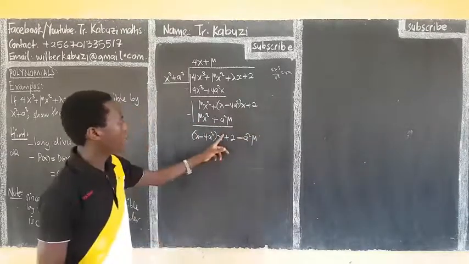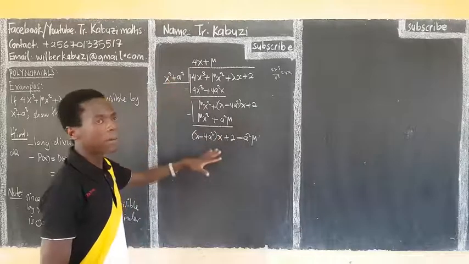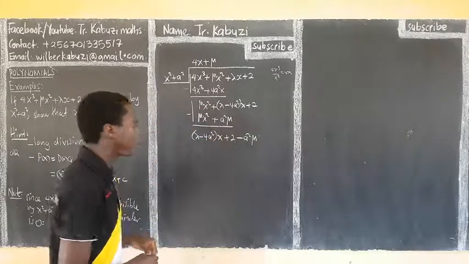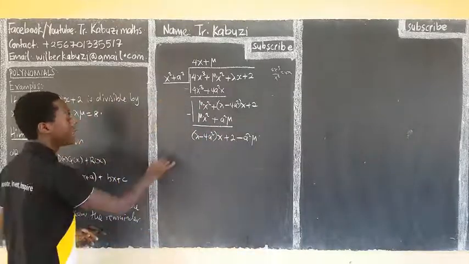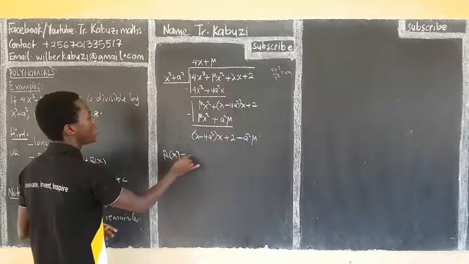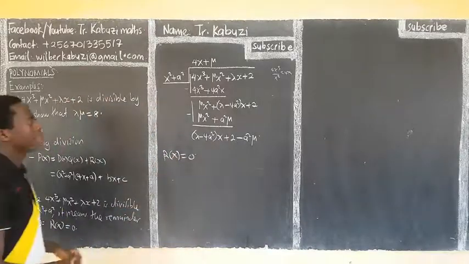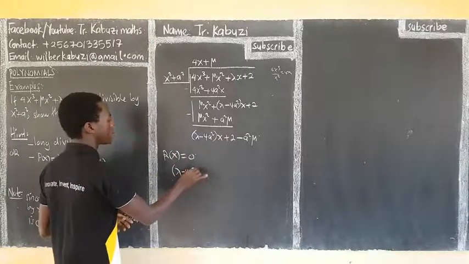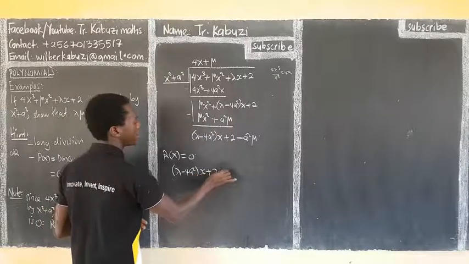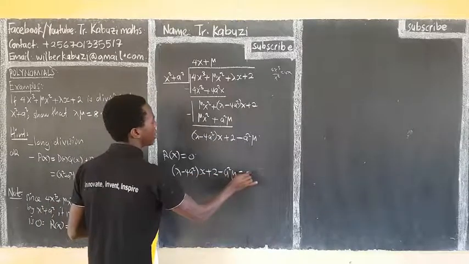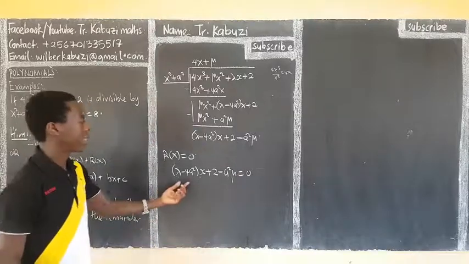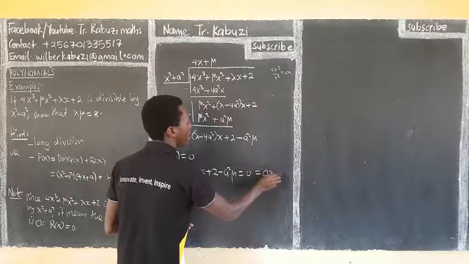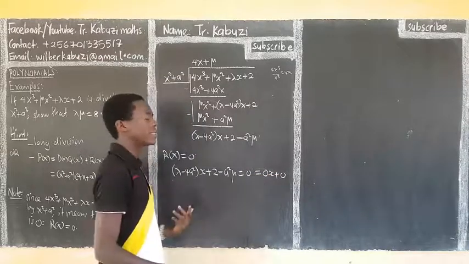Now here the degree is 1, and here the degree is 2. So we stop there because the power here is less than this. But now, we said that because this is dividing this, it implies that we expect the remainder to be 0. It means that now the whole of this is equal to 0. So lambda minus 4a squared into x plus 2 minus a squared mu is equal to 0. Now I can express this as 0x plus 0, and then we compare coefficients.